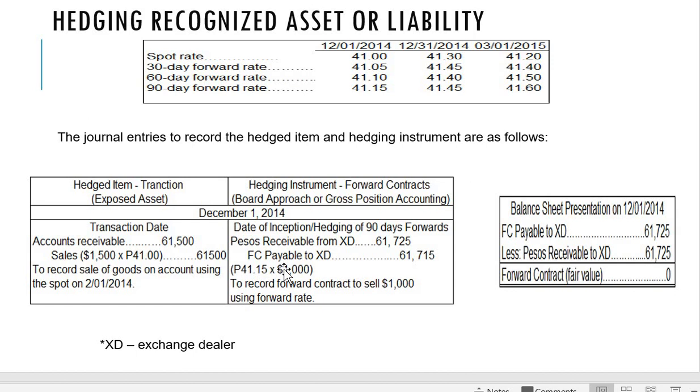61,725. And if the financial statements are prepared on December 1, 2014, the forward contract has a zero value, since at this point in time our peso receivable and foreign currency payable to exchange dealer are the same. Okay, next we have December 31.